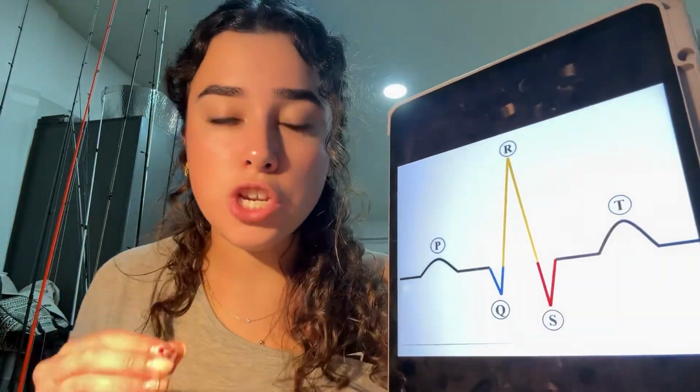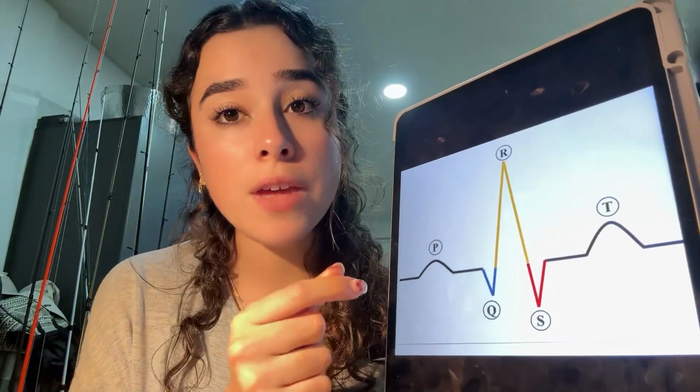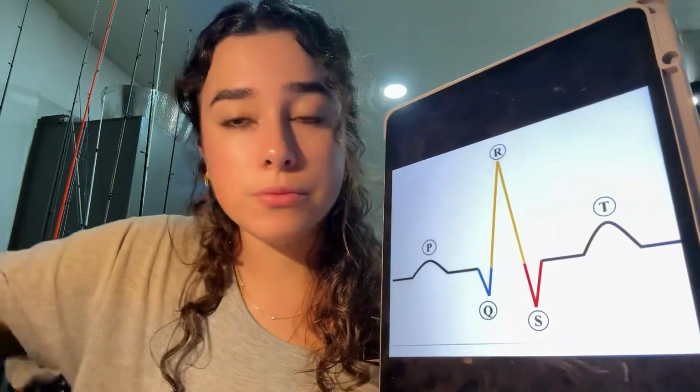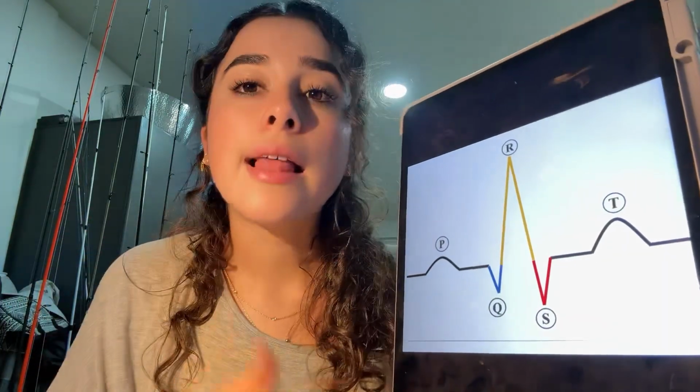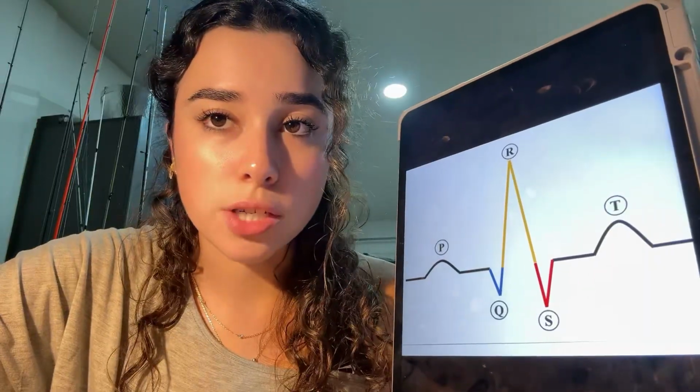There are three main types: the P wave, the QRS complex, and the T wave. But what does this all mean? Let's start off with the P wave. The P wave represents atrial depolarization. Atrial depolarization is the electrical activation of the heart's atria. It initiates the heart cycle, and it is represented by the P wave on the ECG.